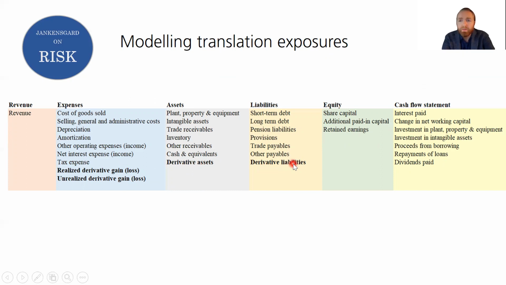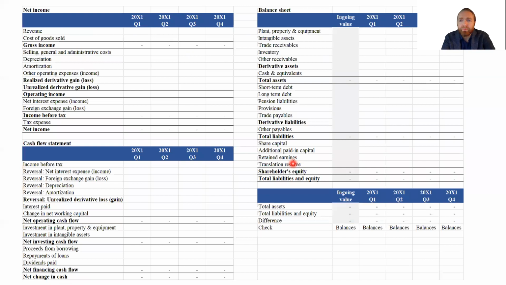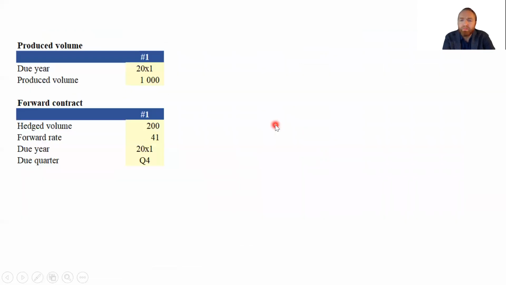So that we need to take care of these new elements. So here we have inserted now in the income statement these realized and unrealized gains and losses. And here we have derivative assets and liabilities in the balance sheet. So we should be able now to deal with this.